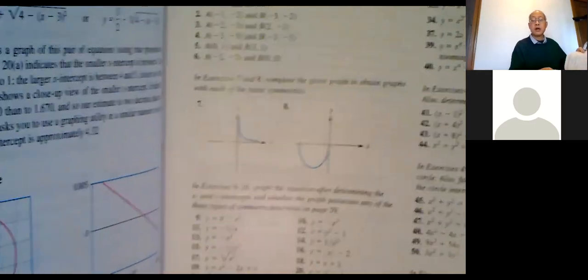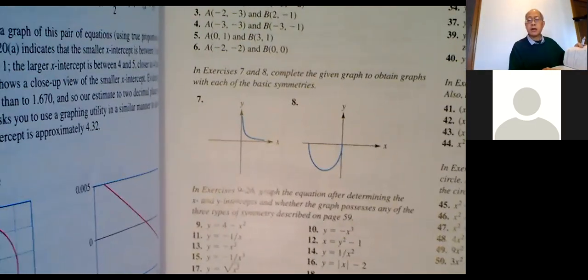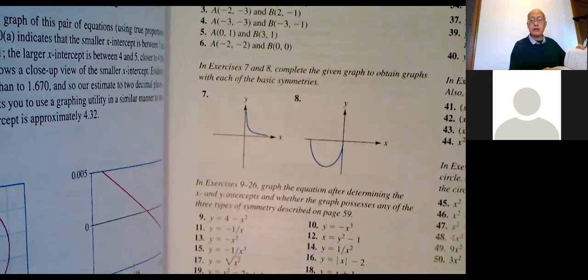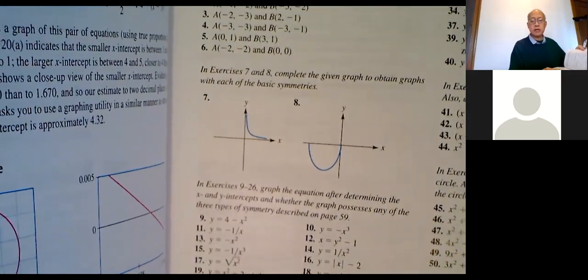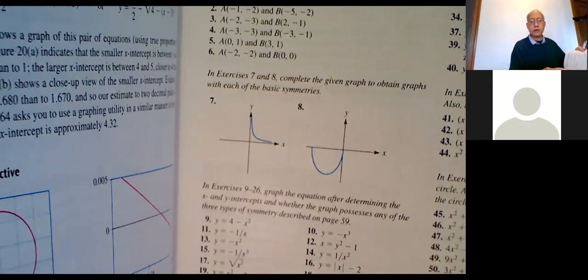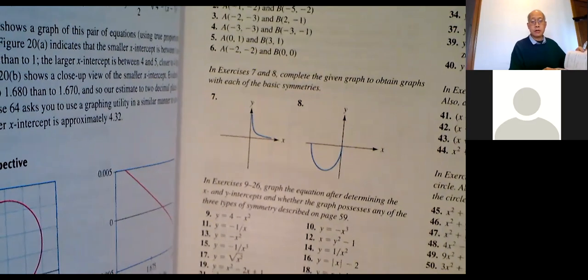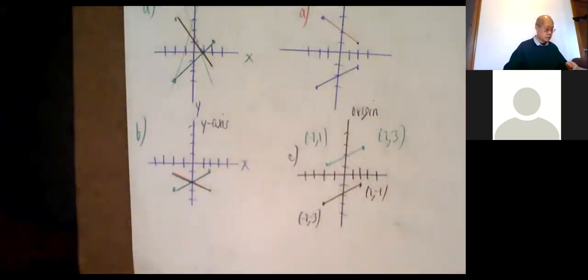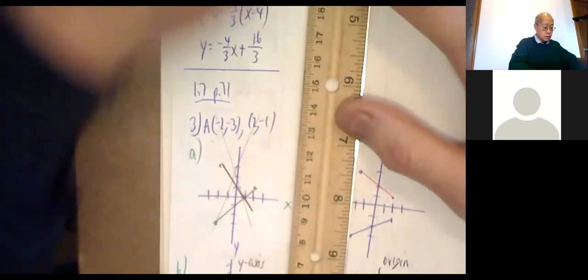Seven. I'll do that one, then I'll stop. Complete the given graph to obtain graphs with each of the basic symmetries. Fortunately, because of the way the graph is, I can do it all on just one graph. So I'll show you how that works, and then I'll be done.